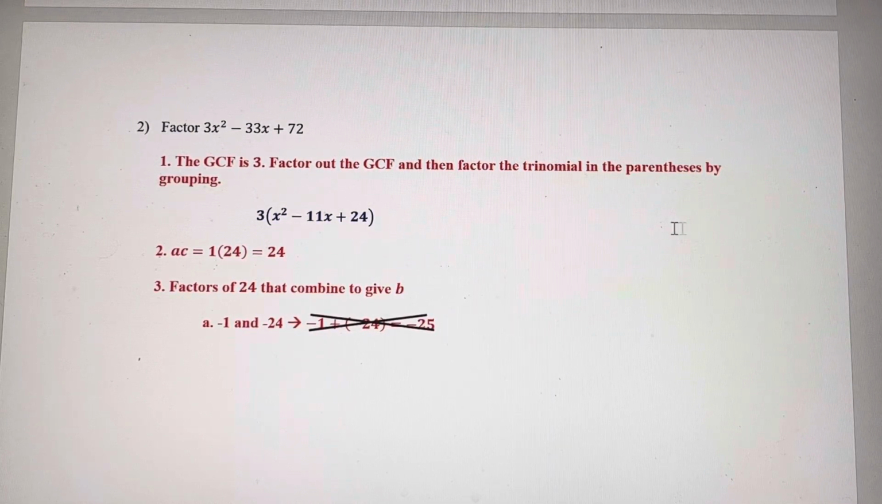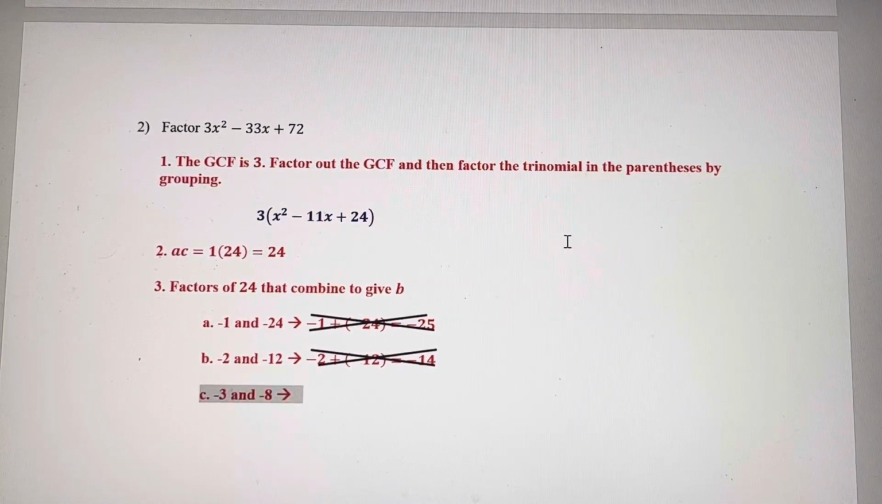So let's try -2 and -12. Those combine to be -14. That doesn't work. Let's go to the next one. -3 and -8. Okay, -3 and -8 does combine to be -11. So that's going to be the pair of factors that matches for me.